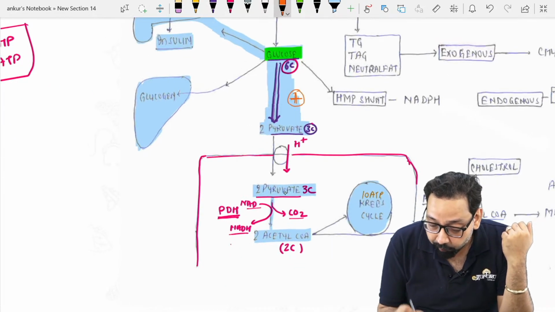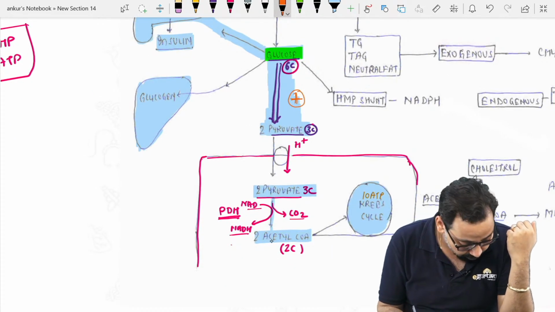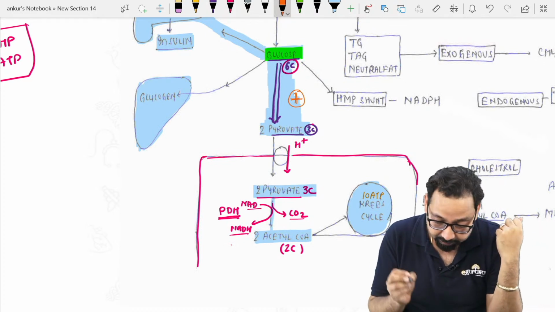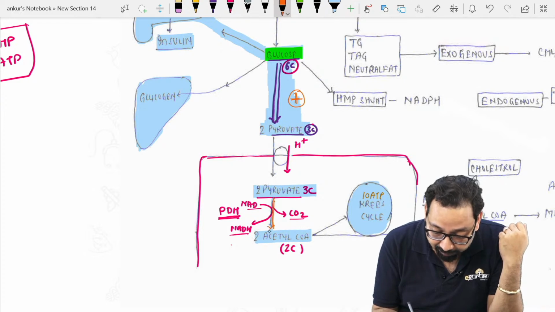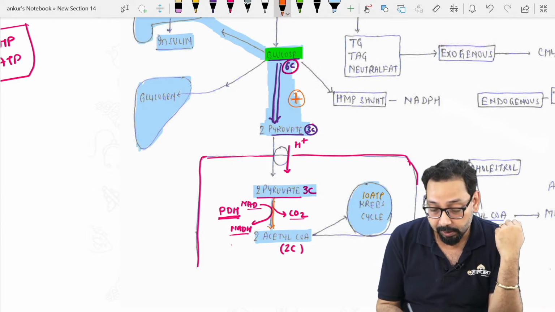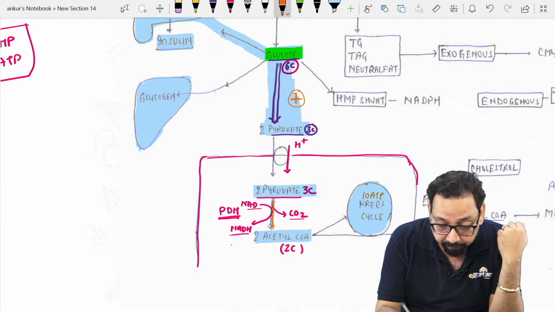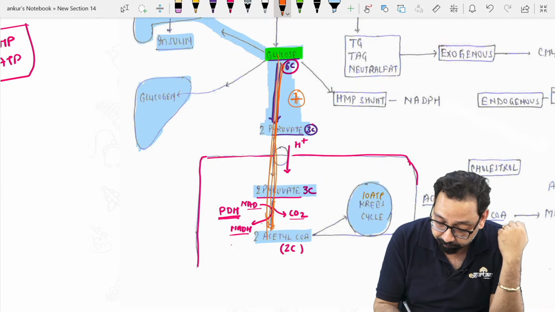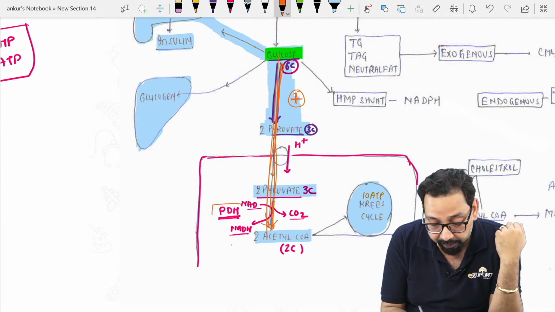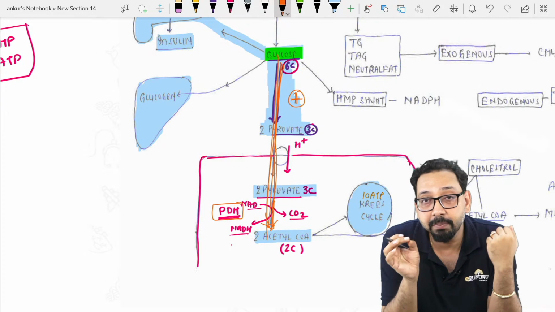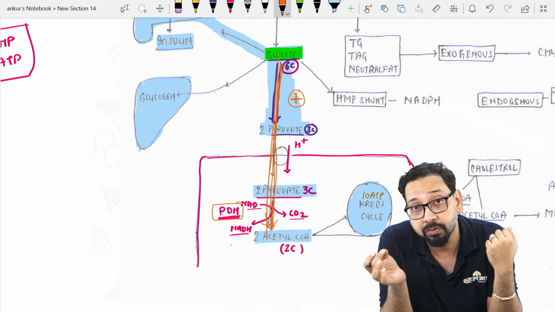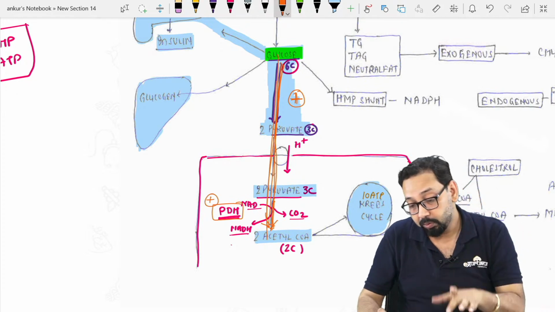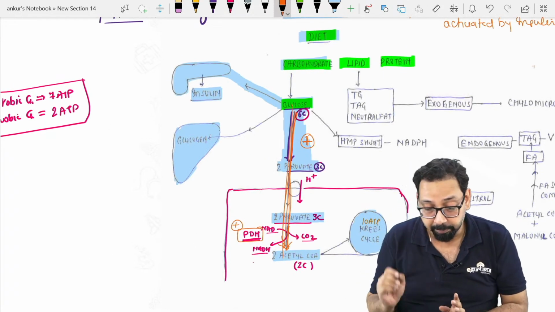Now if pyruvate is converted to acetyl coenzyme A, in this flow, if you increase the flow like this, so this pyruvate dehydrogenase is activated by insulin or inactivated by insulin? Yes, this is activated by insulin. So no need to mug up, just remember.